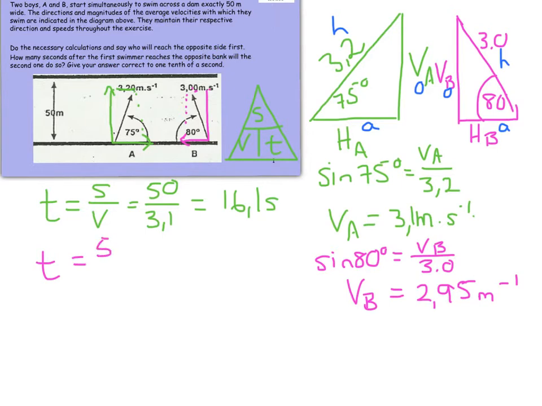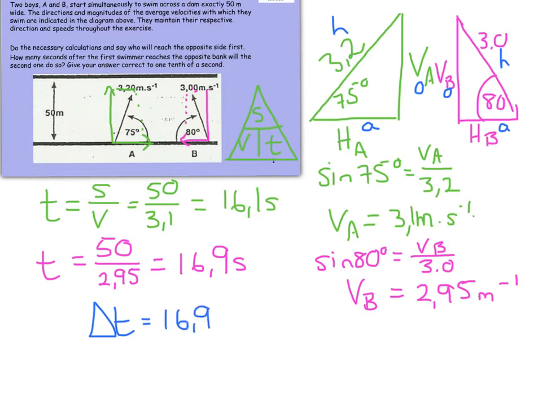He is going to do those 50 meters at 2,95 meters per second, and that turns out to be 16,9 seconds. So how much later did he come in? The change in time, remember what the question was? How many seconds after the first swimmer does the second swimmer get in? So the change in time is going to be 16,9 seconds minus 16,1 seconds, and therefore the second swimmer comes in 0,8 seconds later.